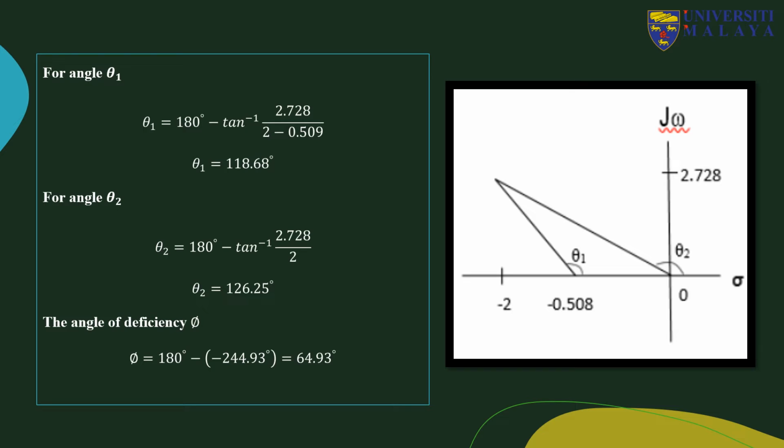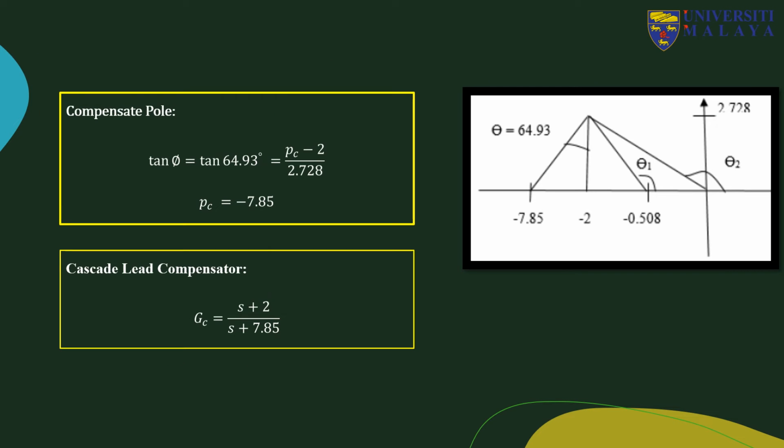So to calculate the angle of deficiency, which refers to the angle for the pole pc: since 244.93 is at the 180 degree cycle, we have to subtract it. We get the deficiency angle of 64.93 degrees. From the value of 64.93 degrees, we calculate the coordinate to get this angle. This is represented as pc, which is negative 7.85.